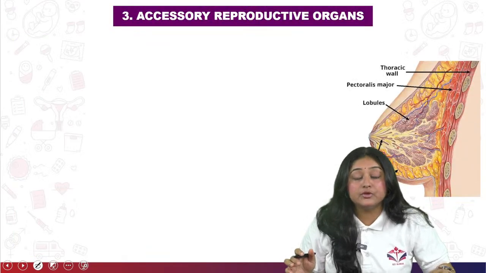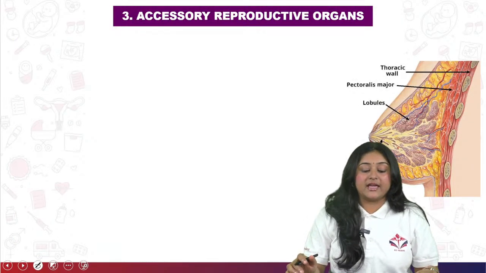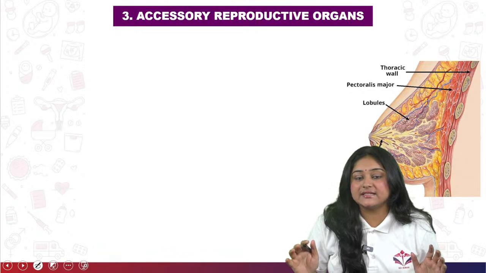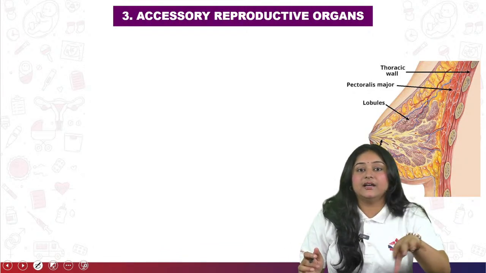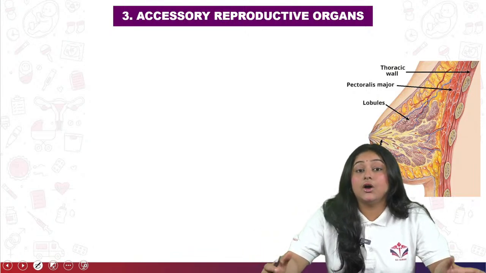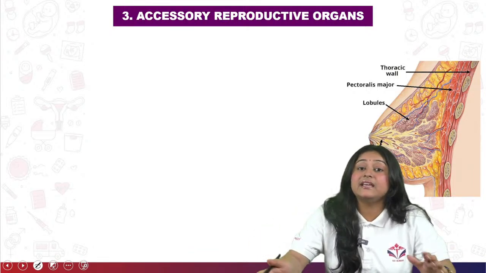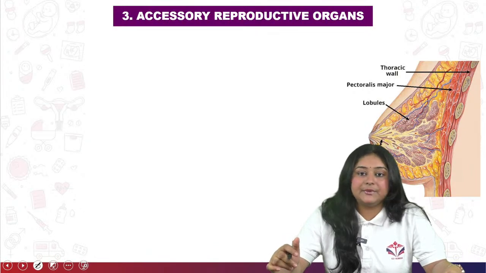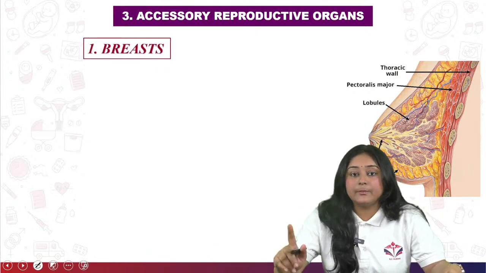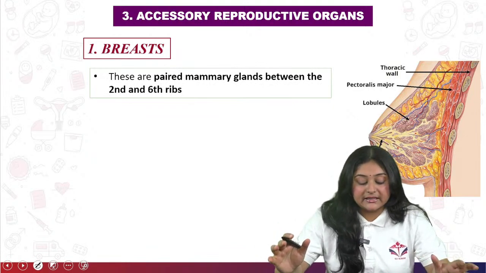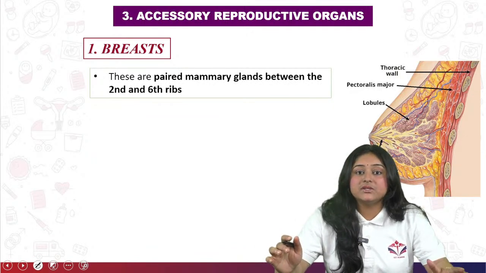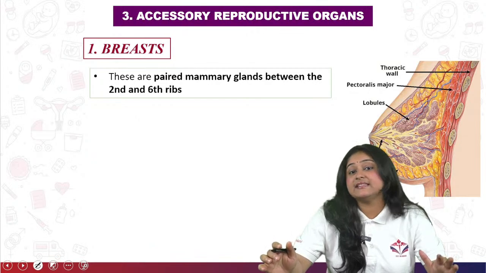Now come to the accessory reproductive organs. Accessory reproductive organs are organs that are not actively involved in the pregnancy journey or the labor journey, but are passively connected with it. First is the breast. The breast is a paired mammary gland, situated between the second and sixth ribs.